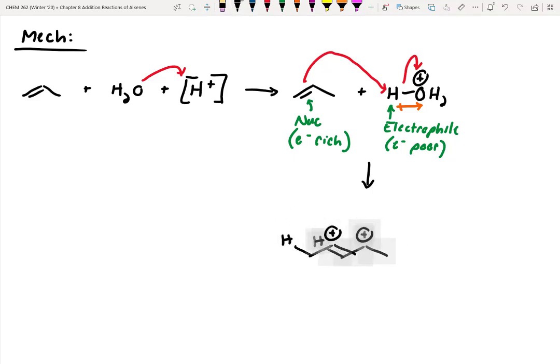So I'm just going to slide this over. And we still have water floating around. All right, water, we said back when we were talking about SN1 chemistry, it's a pretty weak nucleophile, right? So in this case, water can actually add straight into that carbocation. This looks a lot like our SN1 chemistry.